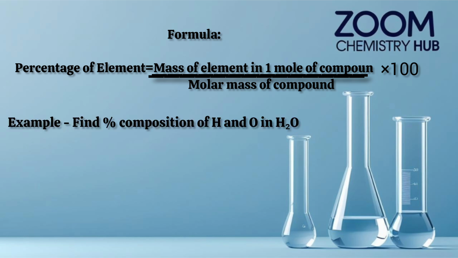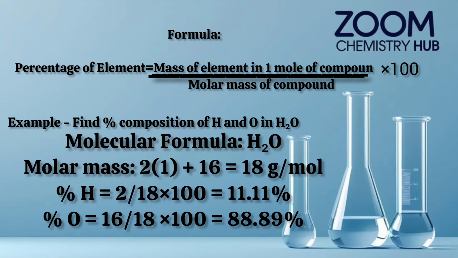For example, we have a problem to find the percentage composition of hydrogen and oxygen in water. So let's solve this example. We know the total molar mass of water is 18 gram, which we have calculated in front of you. Hydrogen contributes 2 gram and oxygen 16 gram. So for the percentage of hydrogen, we can simply write the formula and put in the values.